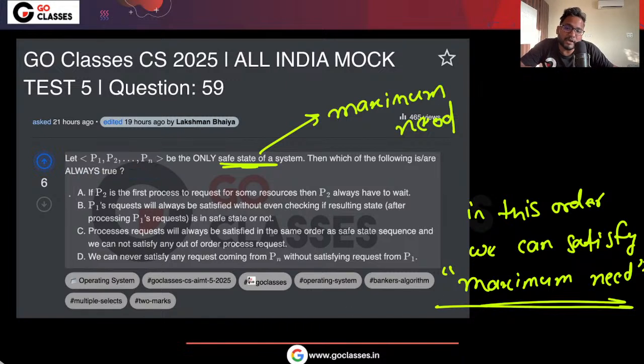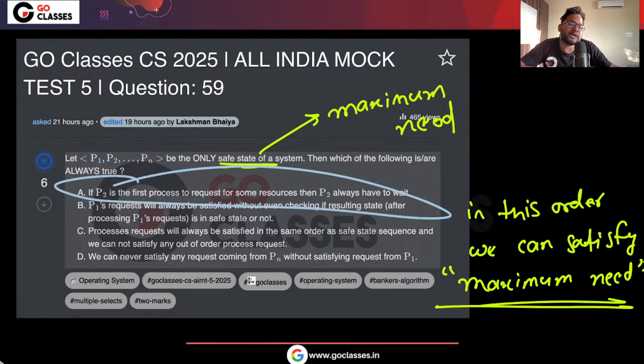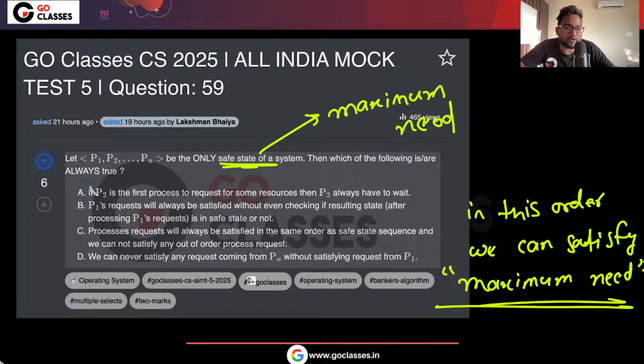So basically, if P2 is the first process to request some resources, then P2 will always have to wait. No, we can do it, right? We can basically satisfy the request of P2, and then we need to check whether the resulting state has any safe sequence or not. If we have a safe sequence, we can definitely do it. So always have to wait? No, that is false. Is this okay to everyone? Let me know. Is this fine?